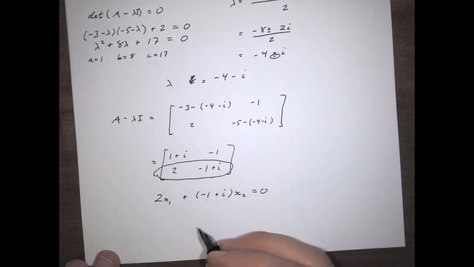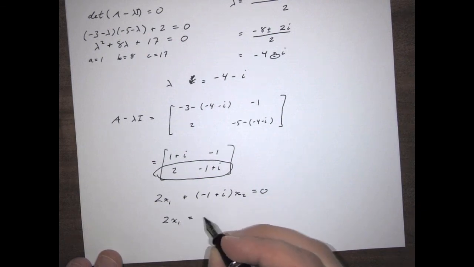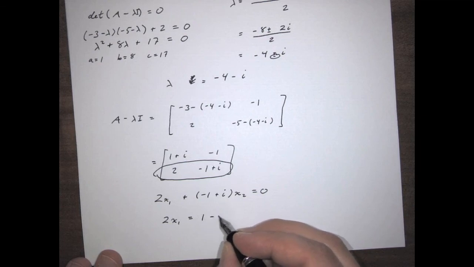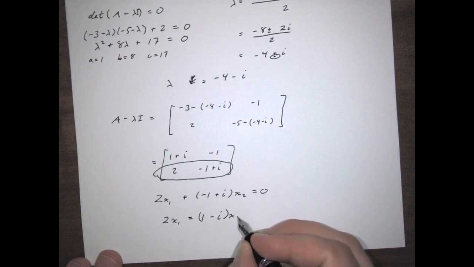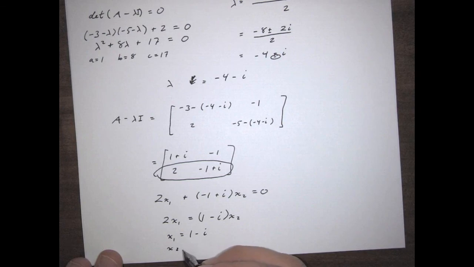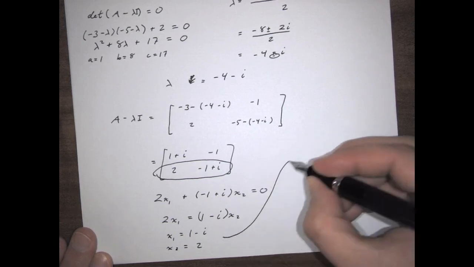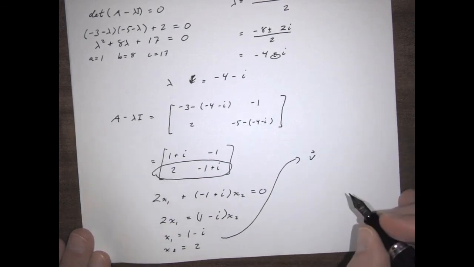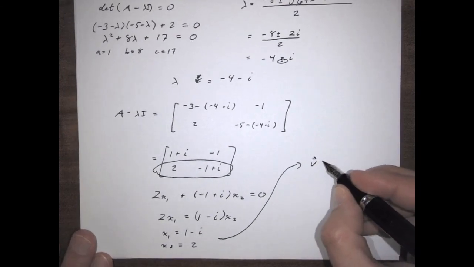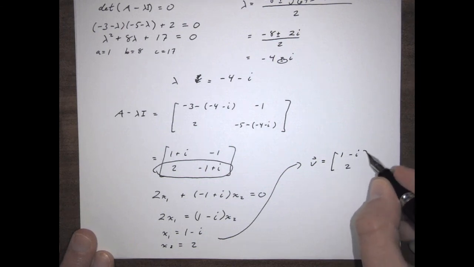These all go down the same path. So 2x1 equals 1 minus i times x2, which means I can take x1 equal to 1 minus i, and x2 equal to 2. And I could have just as easily chosen it the other way, but I chose this, so that gives me a v, which equals 1 minus i and 2.